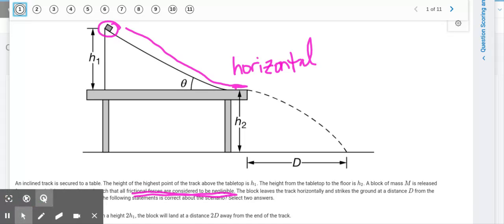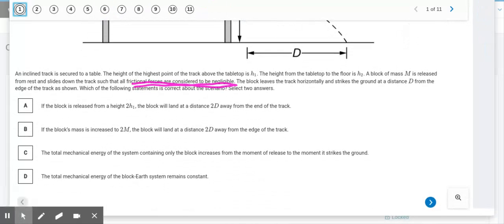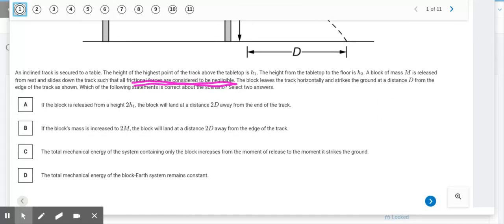Select 2. Okay, so if the block is released from a height 2h1, the block will land a distance 2d away from the track. If the block's mass is increased to 2m, the block will land 2d away from the track. So the first one, A, you have to do some math for that. I'm going to skip that. The second one, B, we know that mass doesn't change.